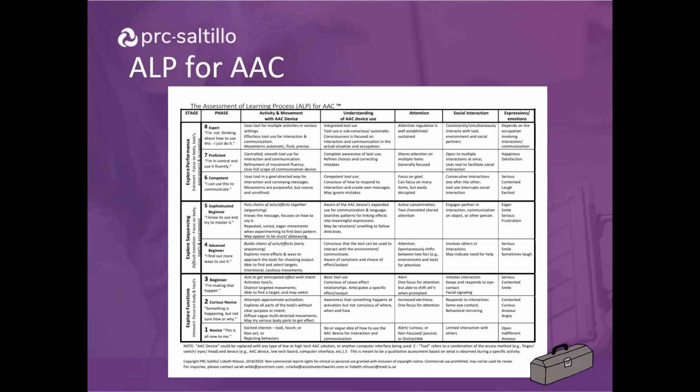So there's 3 different phases in stage 1. So you'll see those there: novice, curious novice, and beginner. And on the form here, you can see them listed on the left-hand side of the table. The goal of stage 1 is really moving from that place of not having interest maybe in the access method or not having intention to really starting to show that you have intention to using this.